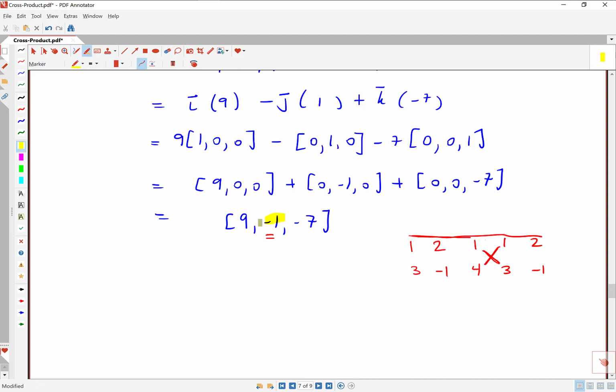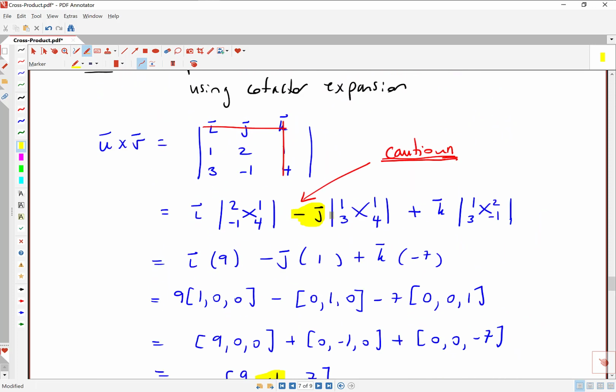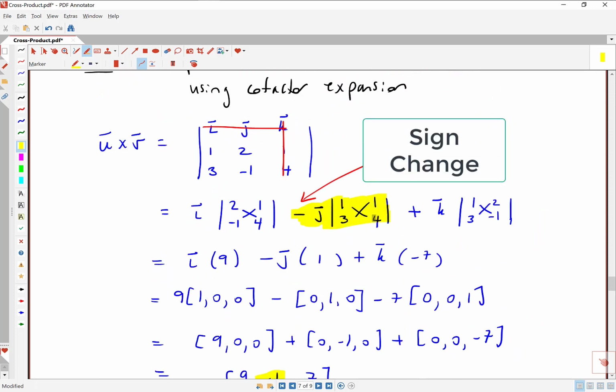So when we calculate this second number here in the cross product, we're supposed to be looking at this determinant here. Now, if we look at what's happening with our cofactor expansion, let's focus in on this term. Think about where that came from. When we were doing our determinant, we crossed out the row and column containing the j, and we wrote down the 2 by 2 determinant that looked like this.